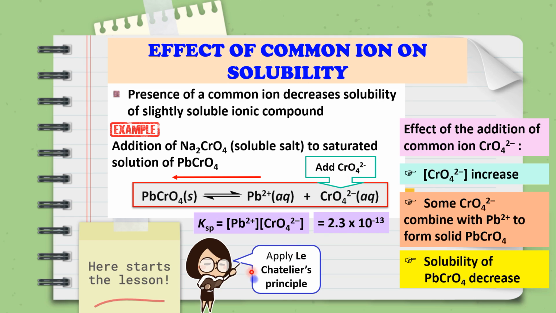According to Le Chatelier's principle, the increase in chromate ion will cause the position of the equilibrium to shift to the left. Therefore, some of the chromate ion will combine with lead II ion to form solid lead II chromate salt. Thereby, it will cause some of the lead II chromate salt to precipitate, so the solubility of lead II chromate will decrease.